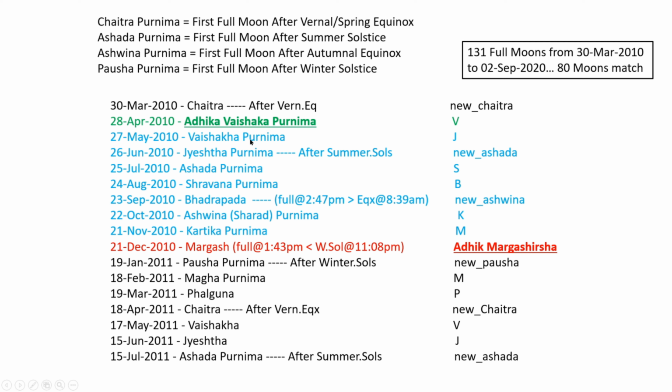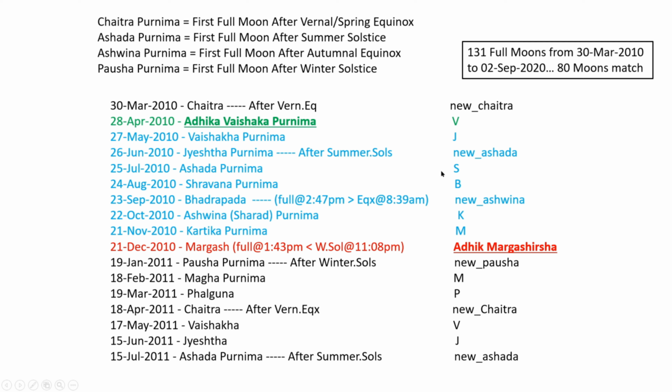So here, in the previous system it's called Vaishakha, but here it is Jyeshtha. So this is right after the summer solstice. 26th June there is a full moon, and 21st June will be the summer solstice. So this is a moon right after the Jyeshtha, right after the summer solstice, so we'll name it as Ashada according to this definition. Right after the summer solstice, we'll name it as the Ashada month.